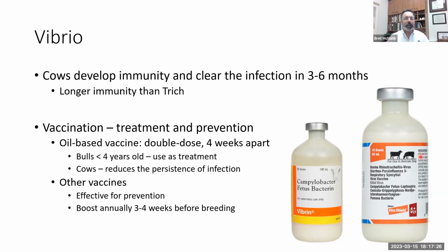So if you take a look here, it does list every component in the vaccine. You can see here that this one has Campylobacter fetus, which is the Campylobacter that we're concerned about. And most of them that contain this will have a V in the name of the product. So VirusShield 6 VL5, it's going to be a Vibrio-containing vaccine.